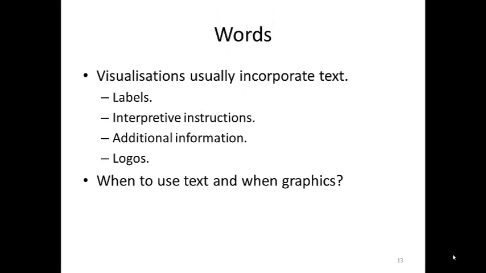Okay, so we've got words. We've introduced the concept of words. So visualizations usually have some text somewhere. It might be labels, it might be instructions, it might be information given in the legend or key. It might be logos that contain words, company names, whatever it might be. So when do you use text and when do you use graphics?